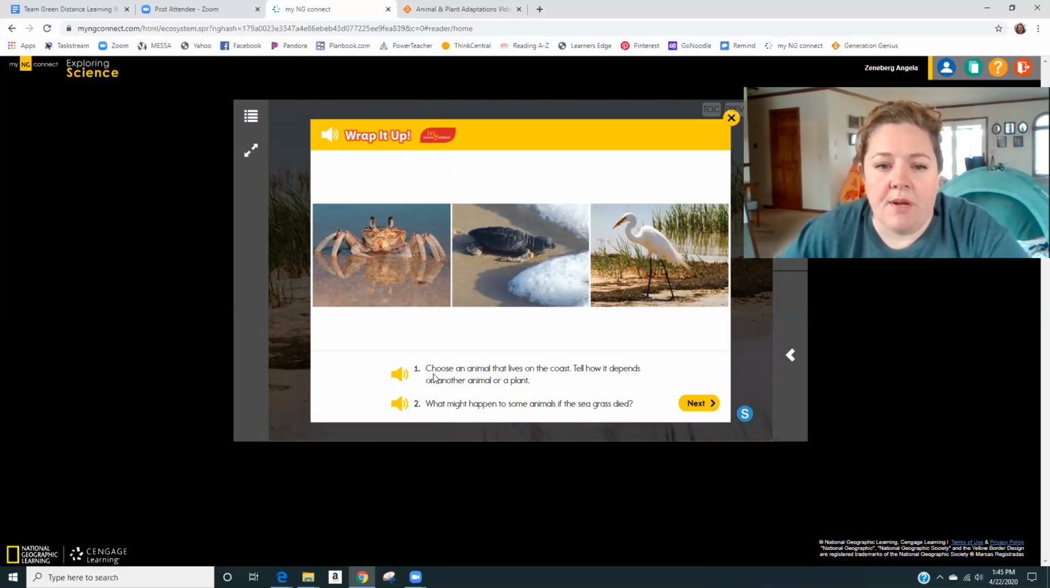All right, question number 1. Choose an animal that lives on the coast. Tell how it depends on another animal or a plant. I'm going to give you some time to think about that and talk about it with someone next to you. Maybe you want to discuss the crab or the turtle or the egret. How is the egret depending on the turtles, the crabs, the other things that we talked about, snakes, for example, or insects?